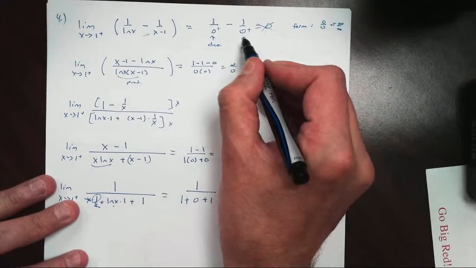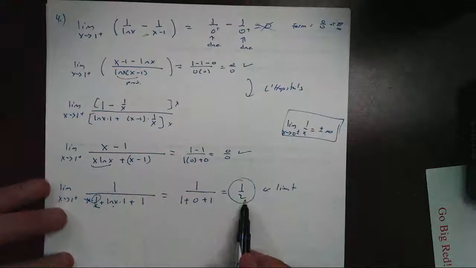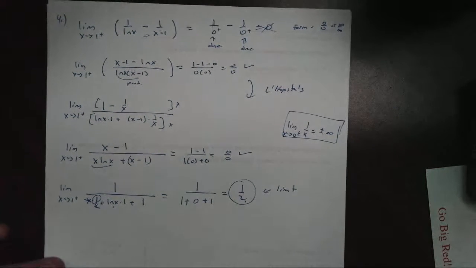We don't know what that is. In this case, though, what does it wind up being? Infinity minus infinity becomes 1/2. We don't mess with infinities. That's why you got to be really careful with the algebra on these, okay?